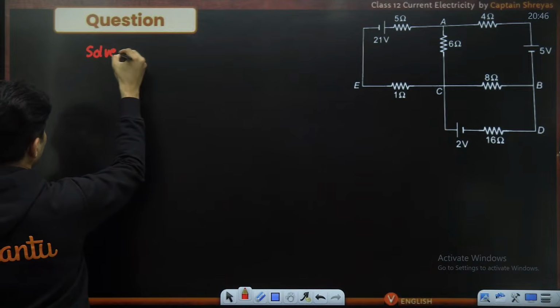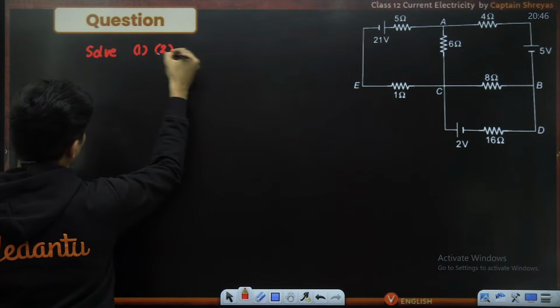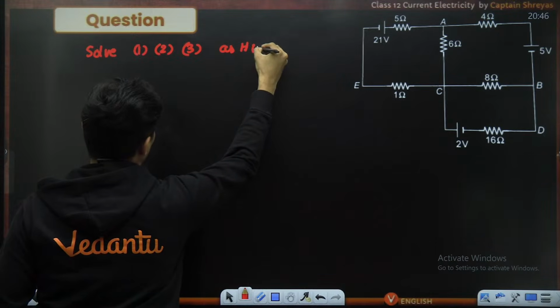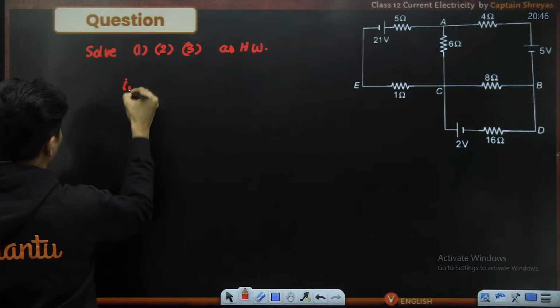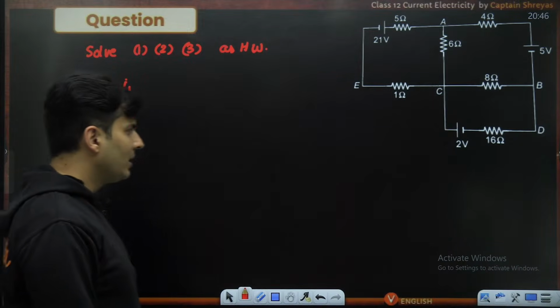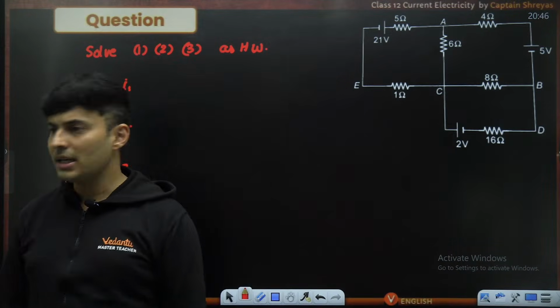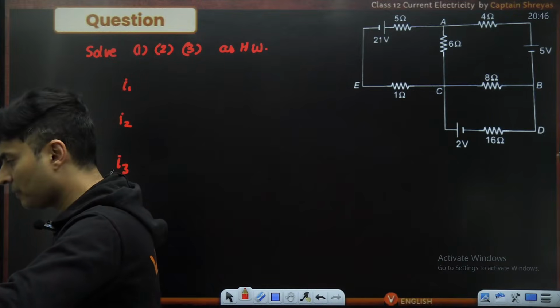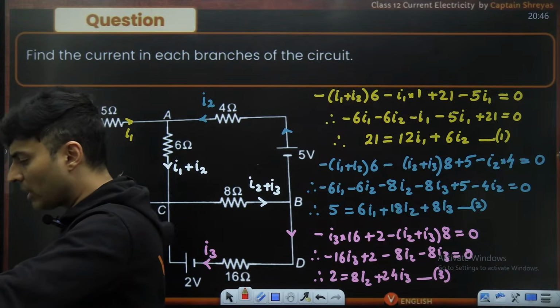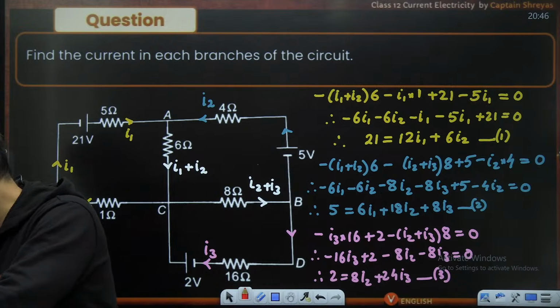Solve 1, 2, and 3 as homework, and then figure out how much is I1, I2, and I3. Once you get I1, I2, I3, you can mark everything in the currents. Cool, guys. Understood how to apply Kirchhoff's law? Can we go ahead? Tell me quickly in the chat box.